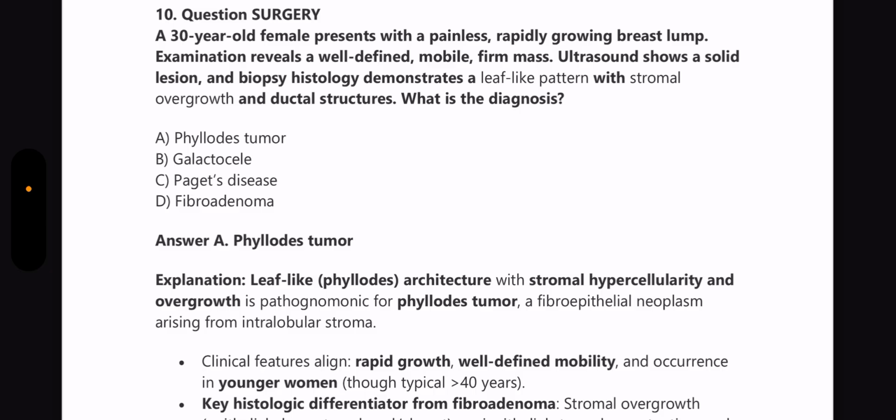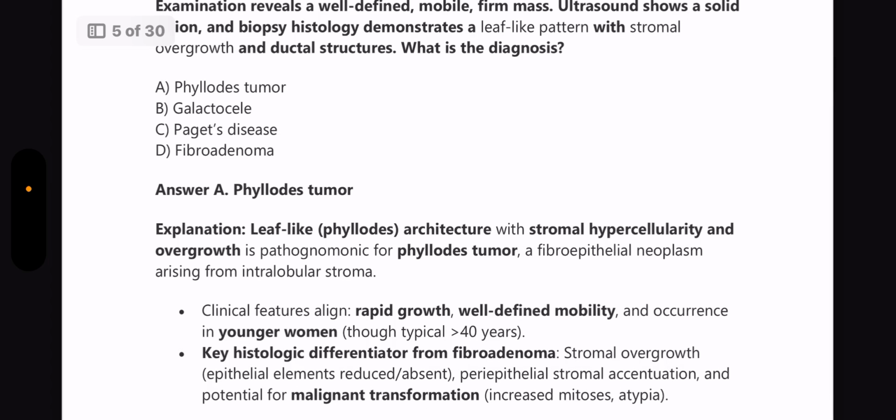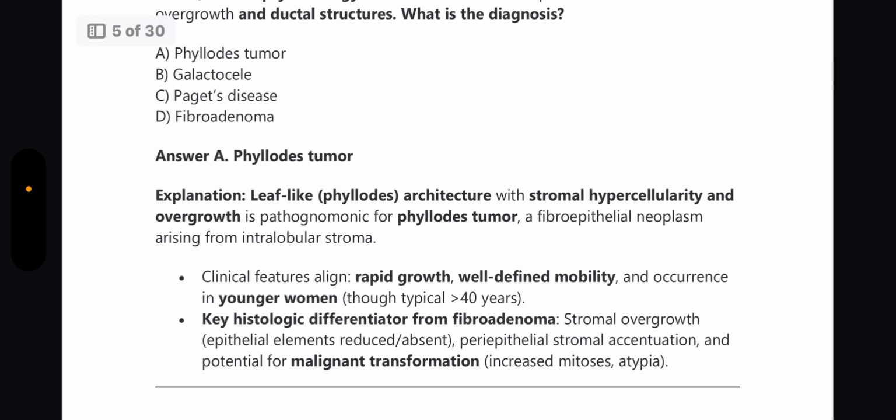So leaf-like architecture with stromal hypercellularity and overgrowth is pathognomonic for Phyllodes tumor, a fibroepithelial neoplasm arising from the intralobular stroma. And clinical features are rapid growth, well-defined mobility and occurrence in younger women, though typical in more than 40 years. And the key histological differentiator from fibroadenoma is the stromal overgrowth, peripheral stromal accentuation and the potential for malignant transformation.